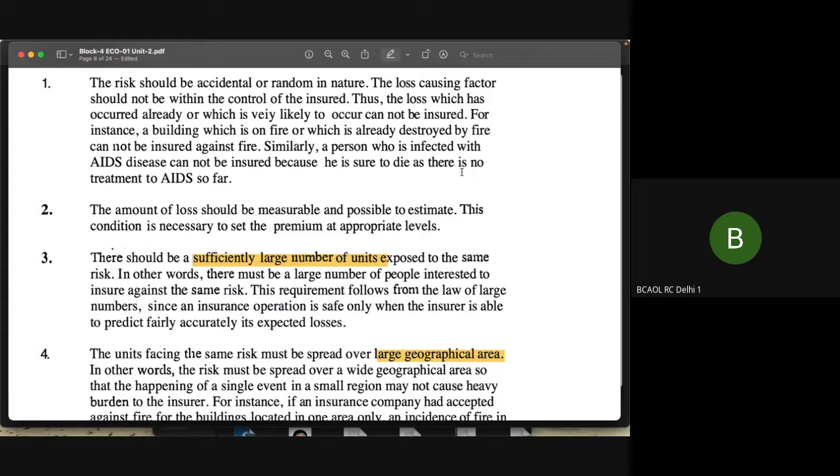So they will insure if there is a larger pool. See, insurance works on the principle of pooling of risks. 1000 people have taken health insurance, 1000 people will not fall sick. One will fall sick, two will, 10 will, 100 will. Not all. They work on this principle.